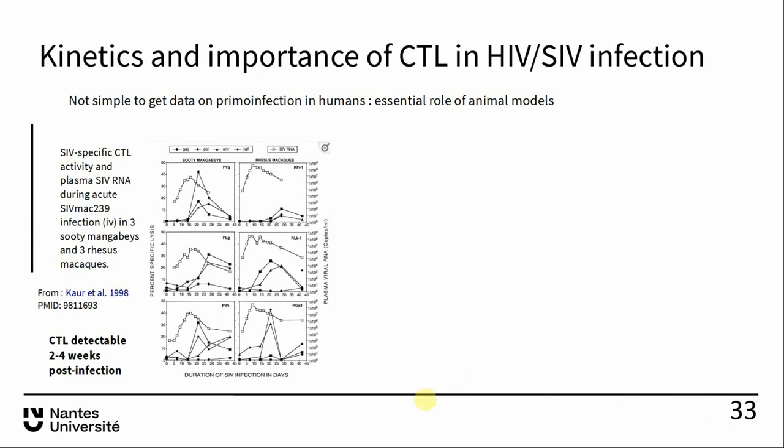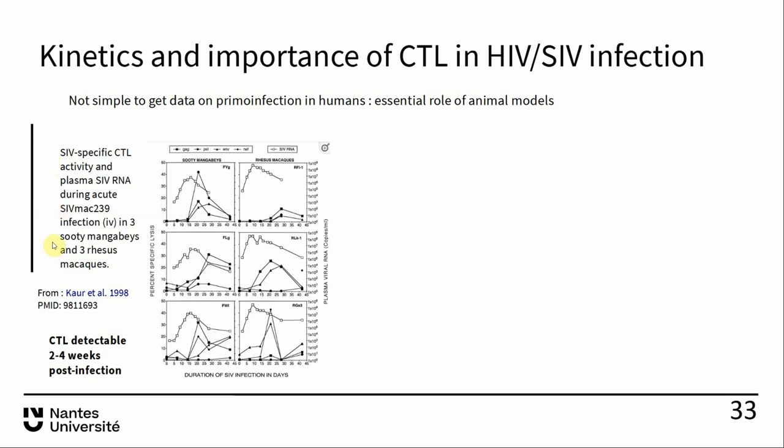Now, in humans, it's not really feasible to get data on primary infection because people don't know when they're getting infected. They know they got infected maybe 1 month later when they get a seropositive test. So that's why animal models were very important here. So in the 1990s, there were a lot of groups that developed models of SIV infection in a variety of different animals, mostly in macaques.